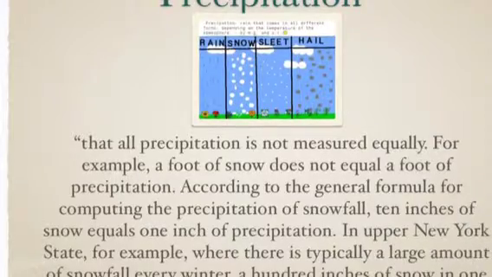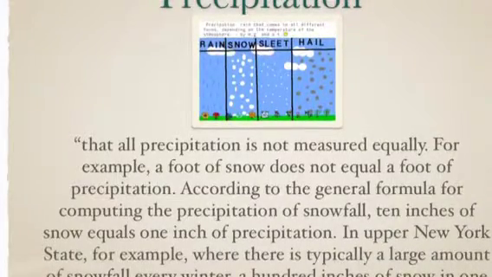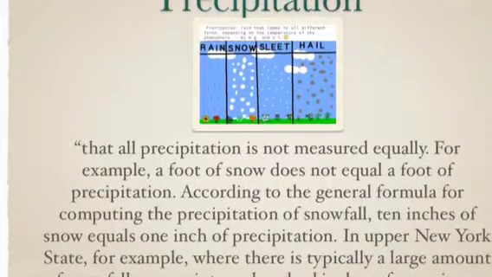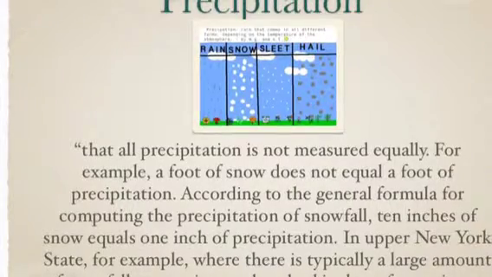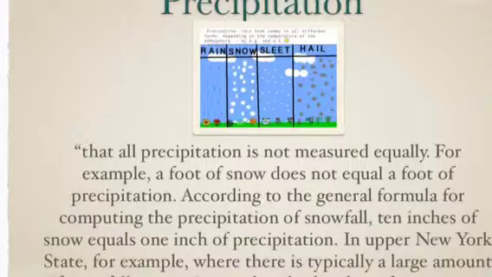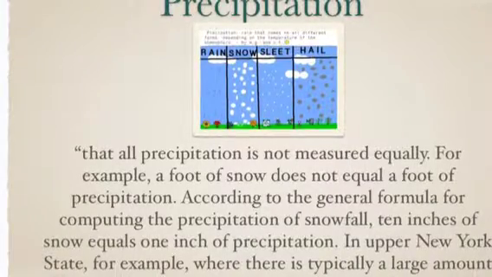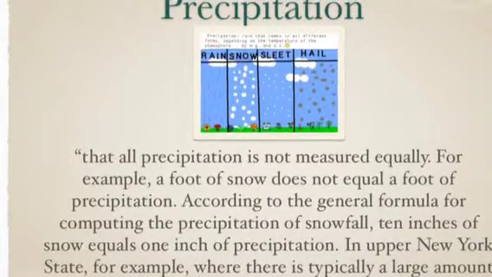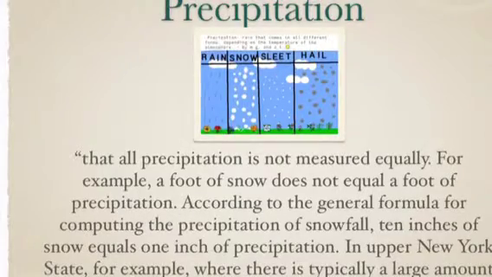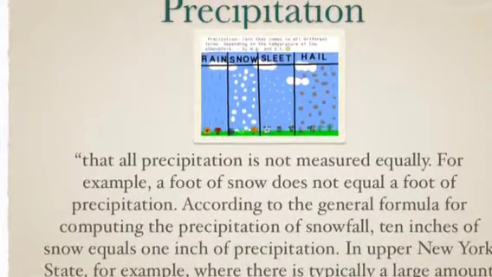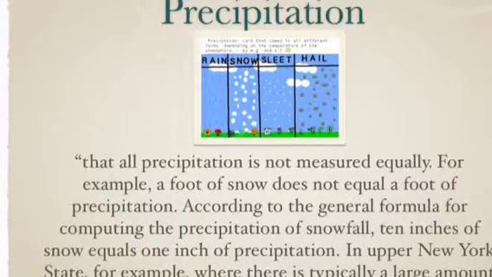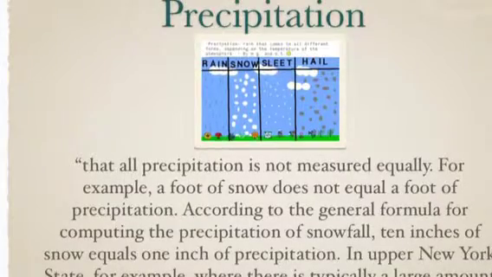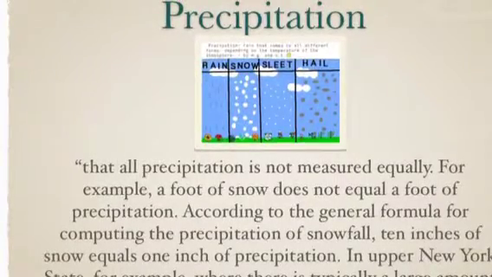It should be understood, however, that all precipitation isn't measured equally. For example, a foot of snow doesn't equal a foot of precipitation. According to the general formula for computing the precipitation of snowfall, 10 inches of snow equals 1 inch of precipitation. In Upper New York State, for example, where there is typically a large amount of snowfall every winter, 100 inches of snow in 1 year would be recorded as only 10 inches of precipitation.